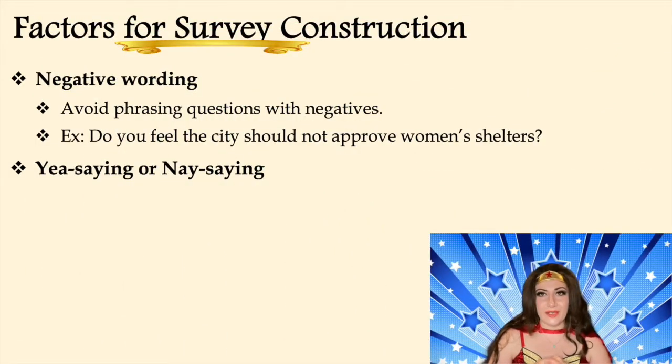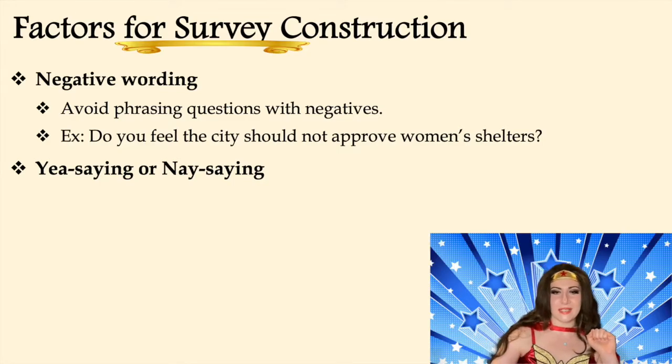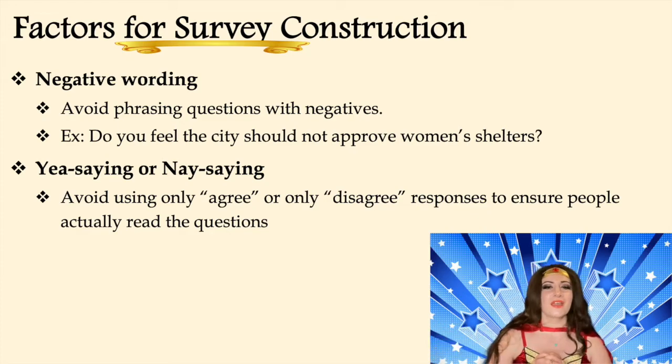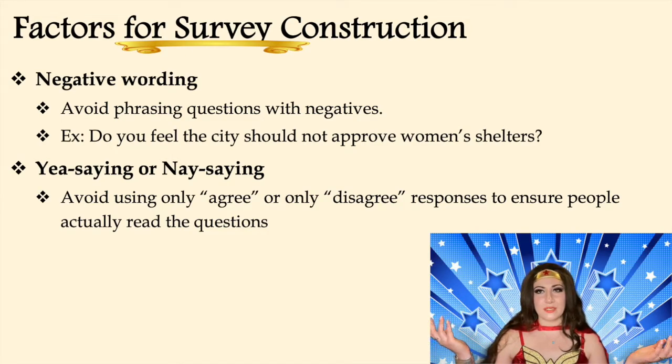And then we have avoiding yay saying or nay saying. Yay saying means yes, nay saying means no. Avoid using only agree or only disagree responses because you really want to make sure that the people are reading the questions. So going back to my first example, let's say you're interested in measuring how social people are, and one of your questions would be, I have many friends. On a scale of 1 to 5, 1 being disagree, 5 being agree.